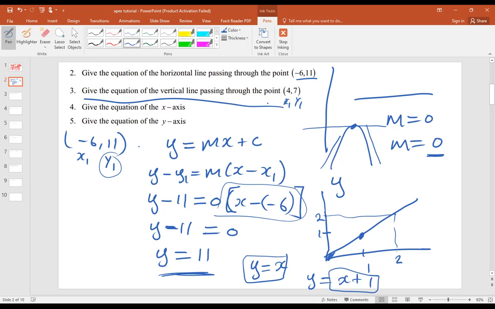Same applies to this one. You just have to plug in your values of y1 and x1 there. You also put your gradient there, which is 0. Okay.